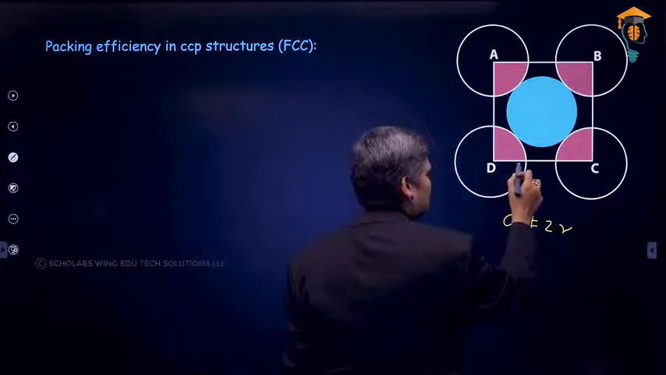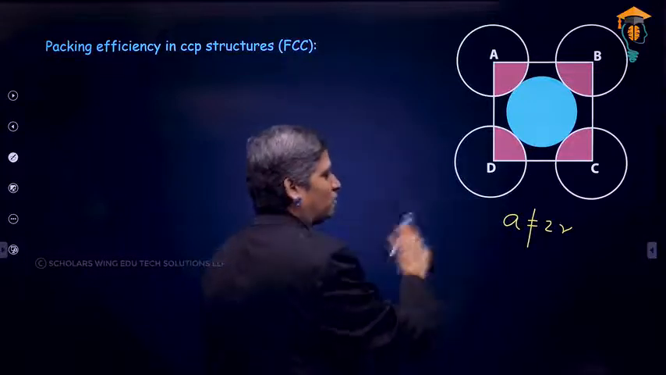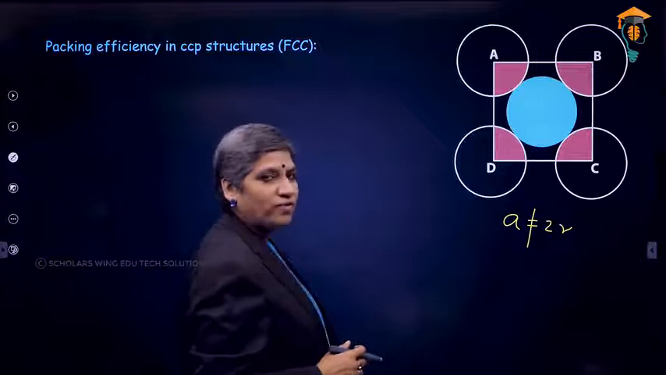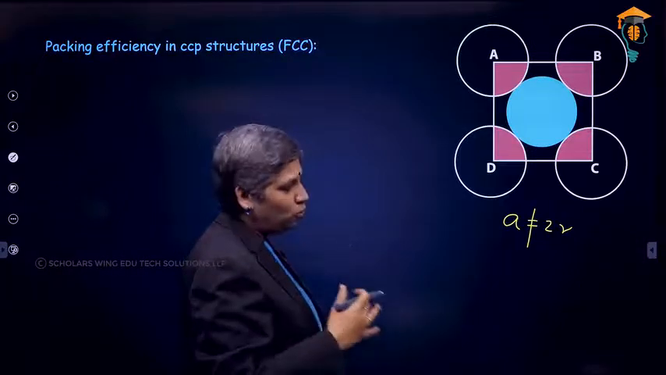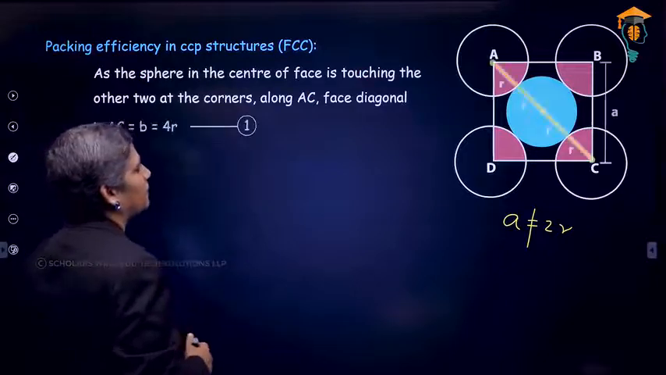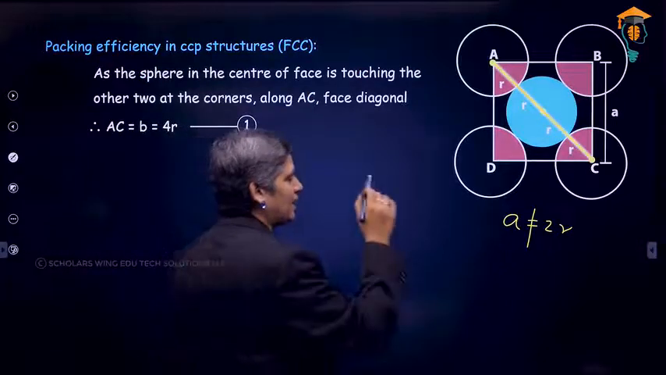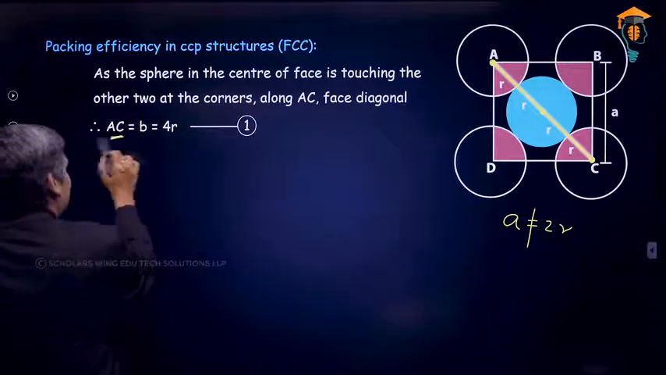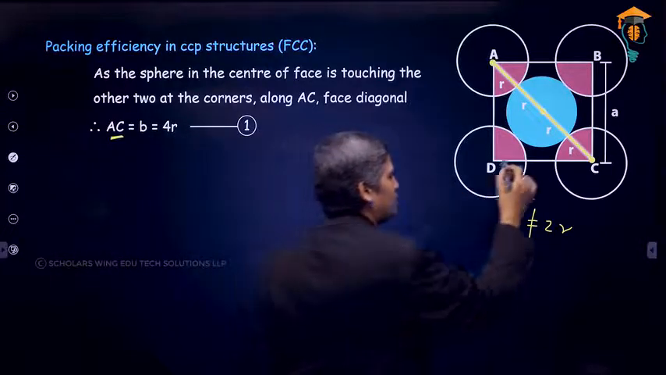Right? We can consider this as the radius of the sphere. They are not touching each other along the edge, but they are touching along the face diagonal. Therefore, to find out A, we need to do something like this now. We have to join AC, that is a face diagonal. And the face diagonal here is called B.